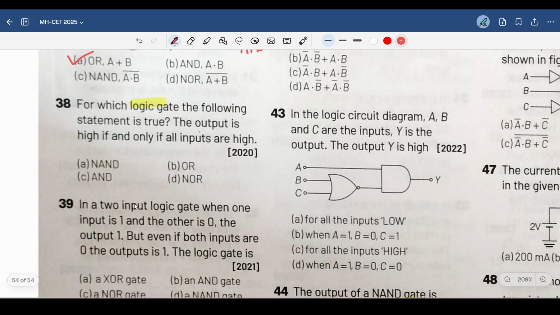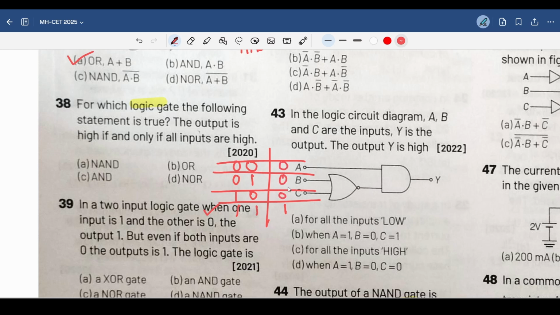Now, next question. For which of the following gates is the statement true? The output is high only if all the inputs are high. We just did this. Remember the truth table: 0 0, 0 1, 1 0, 1 1. Whenever both the inputs are high, the output is high only in the case of an AND gate.